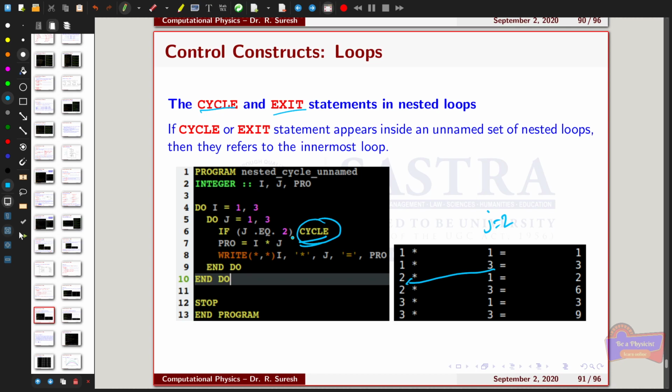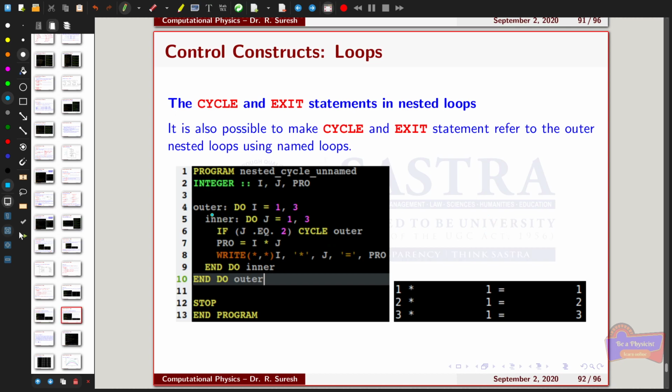I can show this with an example where I have used the named nested loops with the cycle statement. It is the same example with named do loops. When the inner loop counter j is equal to 2, the cycle outer statement will be executed. So cycle sends the control to the outer do loop, so that the increment of I will be executed, and the code block of the do loop will be skipped when it reaches the outer do loop.